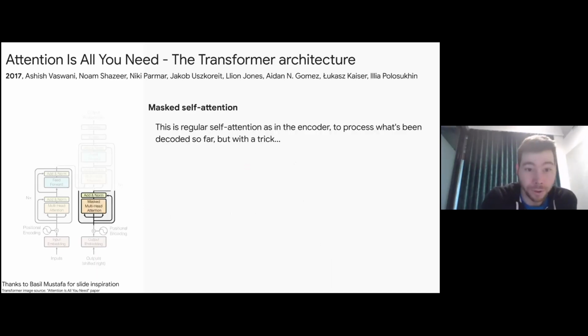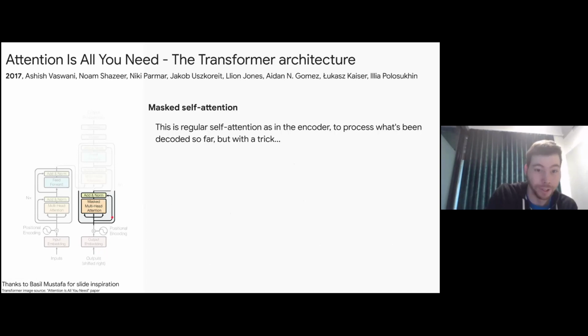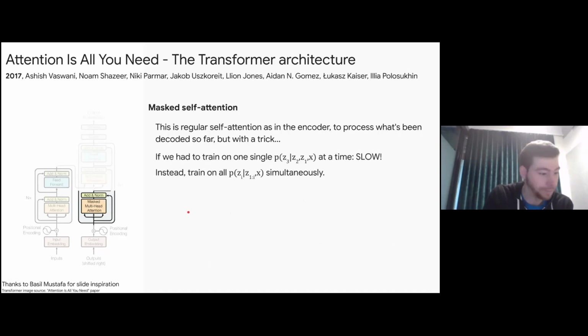Now a bit more low level, how the decoder in the transformer looks. Again, we have as input the things we have generated so far. Again, these are tokens. Then we have the embedding and positional encoding. And then we have self-attention, again, to process them. But there is a little trick.